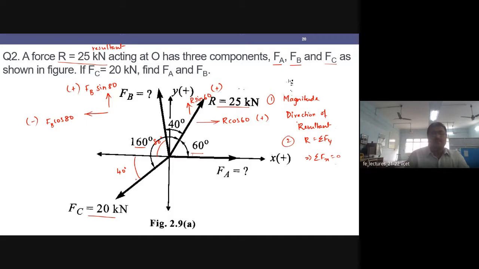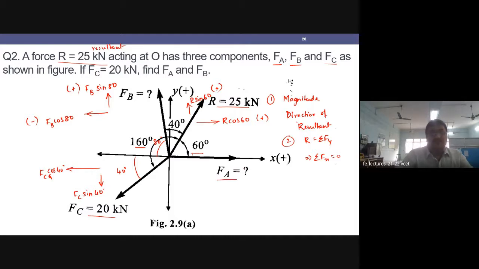Then the force FC. For the force FC, since it is acting along the third quadrant, I have FC into cos 40 and FC into sin 40. FA does not have a vertical, sine component. It has a cos component, FA into cos 0, which is equal to FA itself. So you can take the magnitude directly.